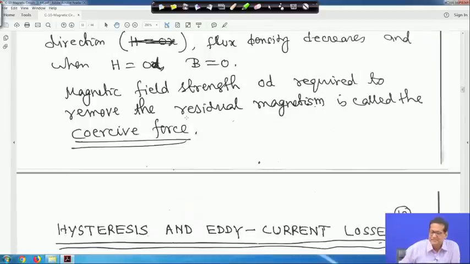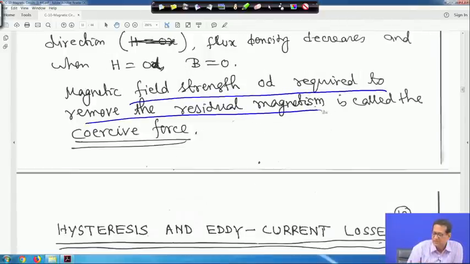So, the magnetic field strength OD required to remove the residual magnetism is called the coercive force, right.